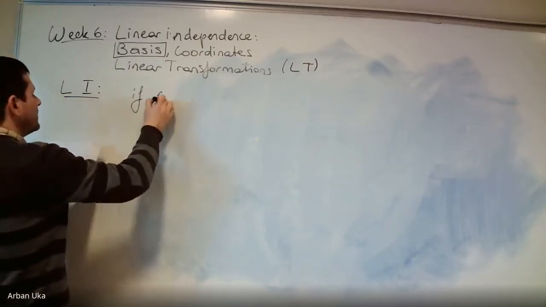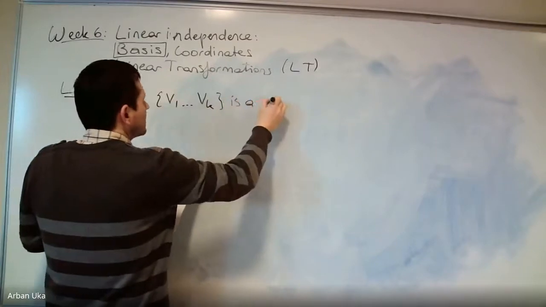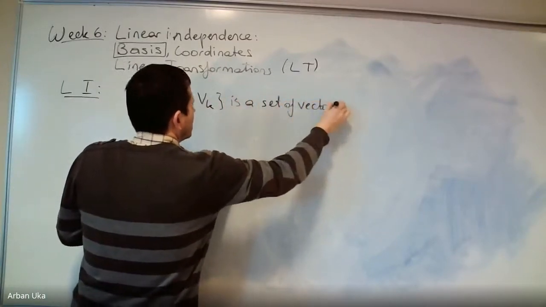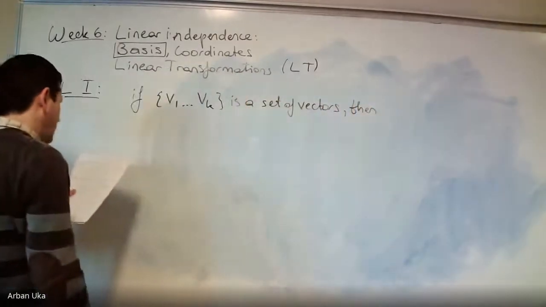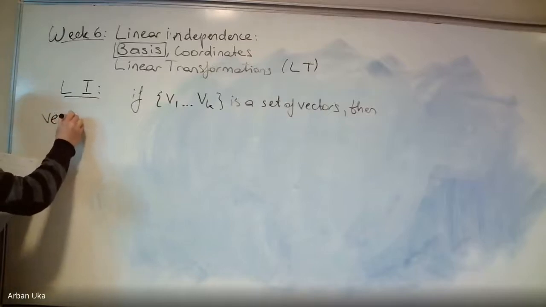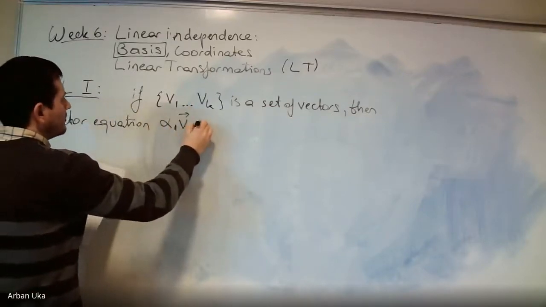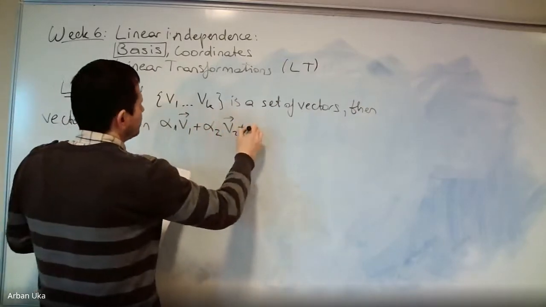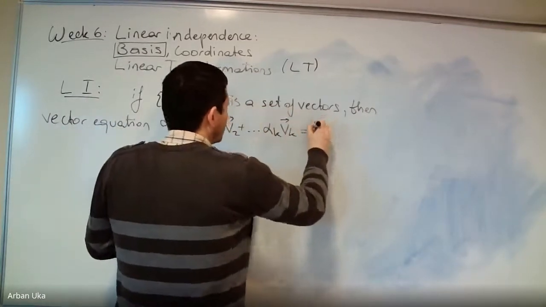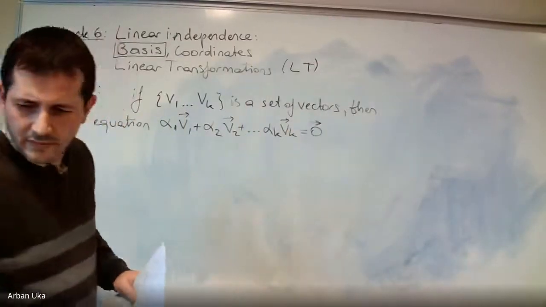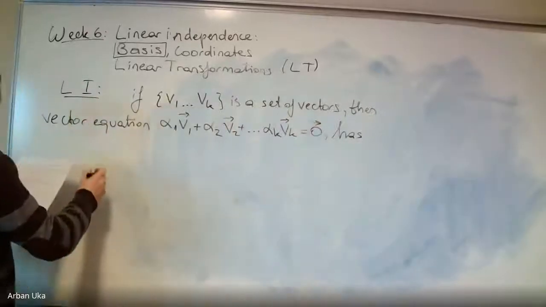If V1 up to Vk is a set of vectors, then the vector equation alpha 1 V1 plus alpha 2 V2 plus up to alpha k Vk is equal to 0 has the trivial solution.